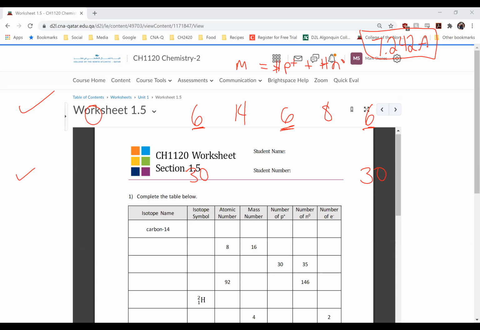There's only one thing left to finish this problem. I want to write my isotope symbol. Now, because you're doing this online, I don't think you're going to get this particular question because it's hard to write these symbols on D2L. It's not the best for writing symbols, but I would write carbon. And then on the top left, I would write the mass number. And on the bottom left, I would write my atomic number. So mass number over atomic number.